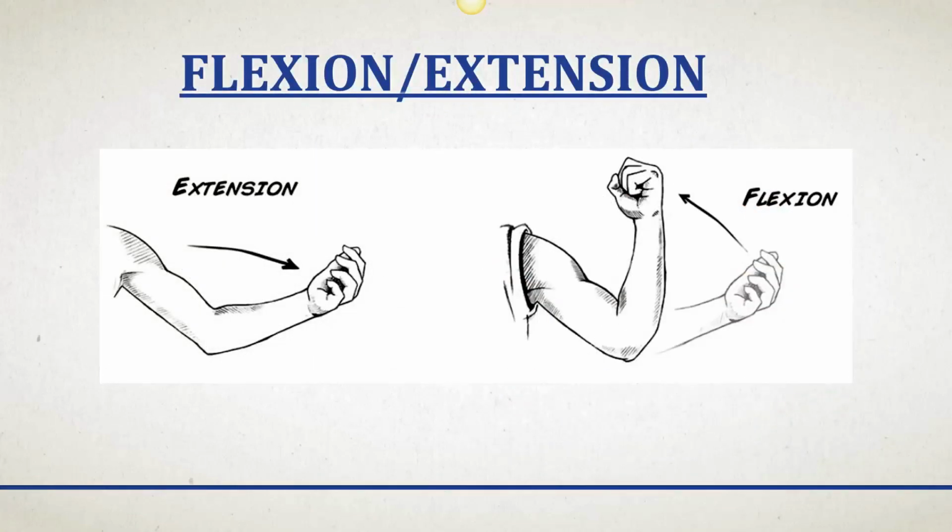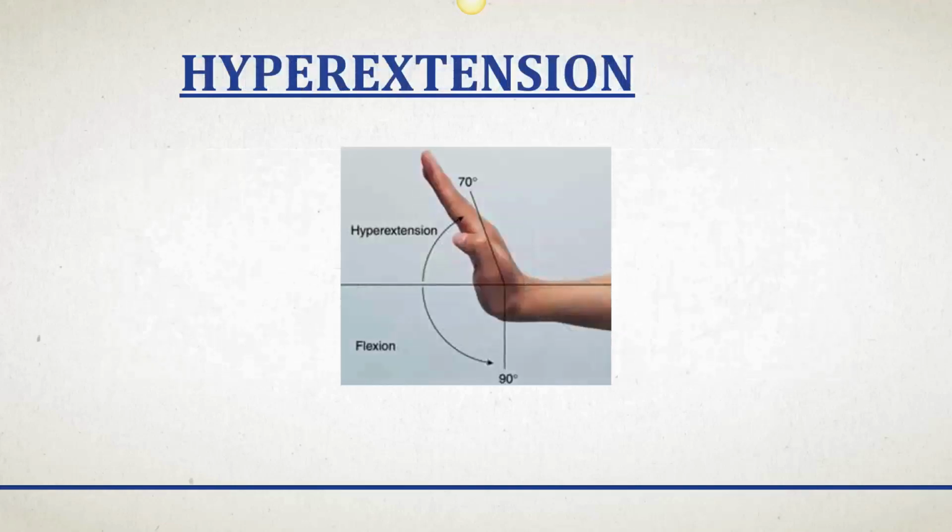So now we're going to describe some of the movements that can happen at joints. Flexion versus extension. Flexion is when you decrease the angle between two bones, while extension is when you increase the angle between two bones. Hyperextension is when you increase the angle between two bones beyond normal anatomical position. So extension would be pointing the fingers out forward, while hyperextension would be bending the fingers all the way back. If you take your head and look up toward the sky, that's technically a hyperextension of the neck.